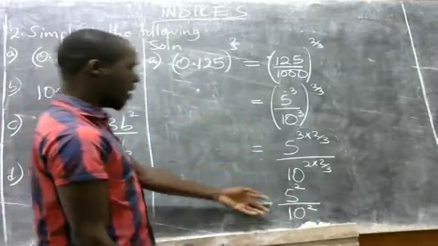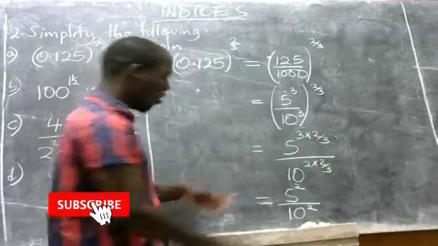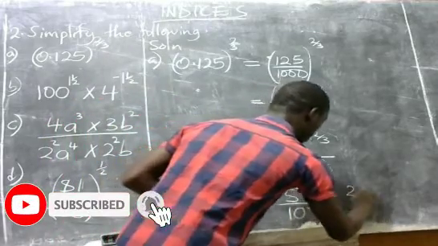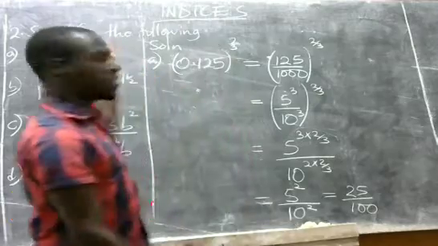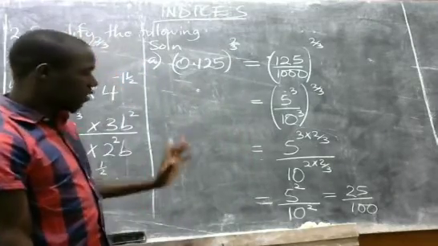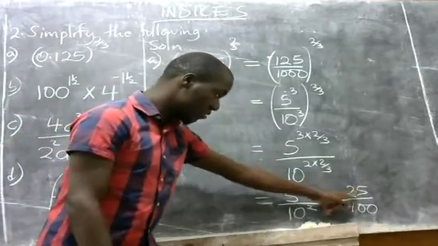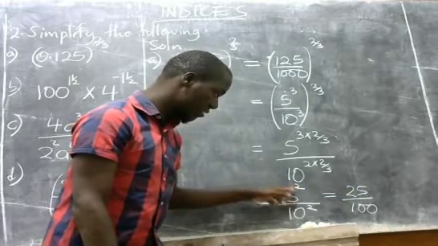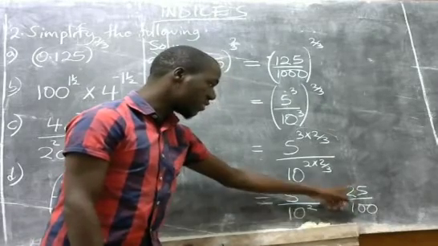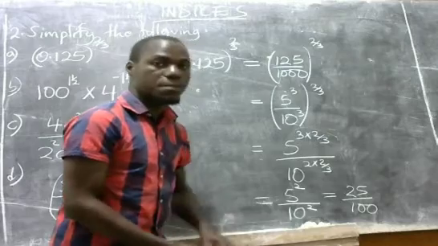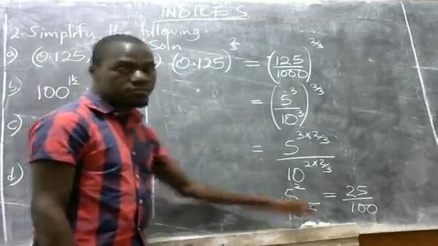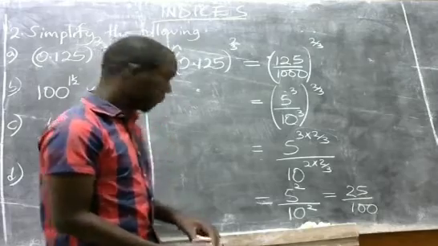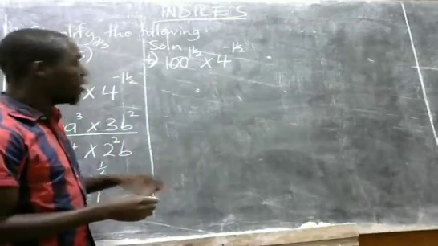So I can leave my answer like this, or I can say this is 25 all over 100. The question is just simplify. If it was evaluate, you would need to square this one and that one there, to get 25 all over 100. But if they said simplify, you can leave the answer here or there. So my part B is there.